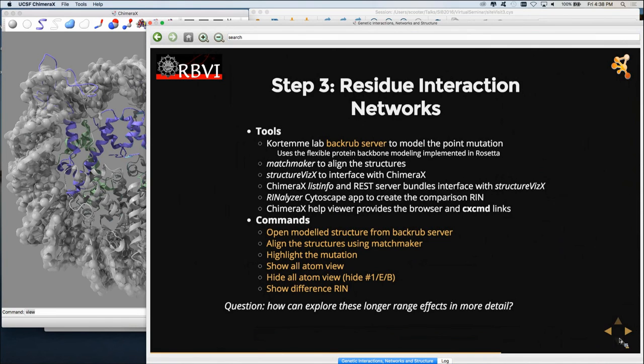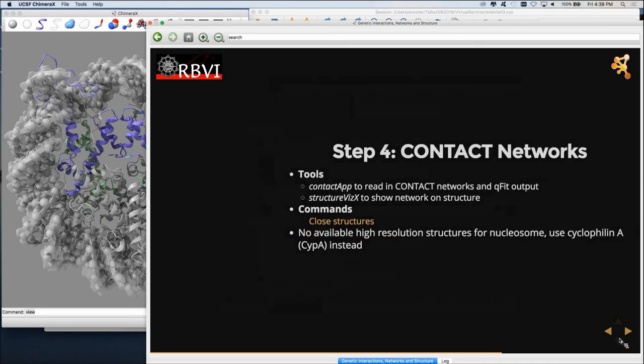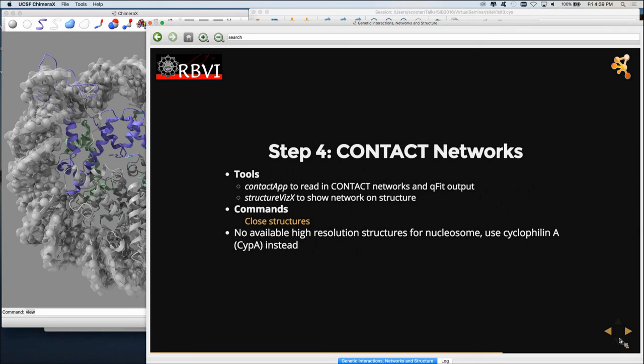Okay, so now what we've done is we have these really long-range effects. Okay, we can see them in the residue interaction network. The immediate next question is, how can we explore these in more detail? And that's where we get to contact networks. Okay, so we can take advantage of our contact networks to build up a contact network and go through that.